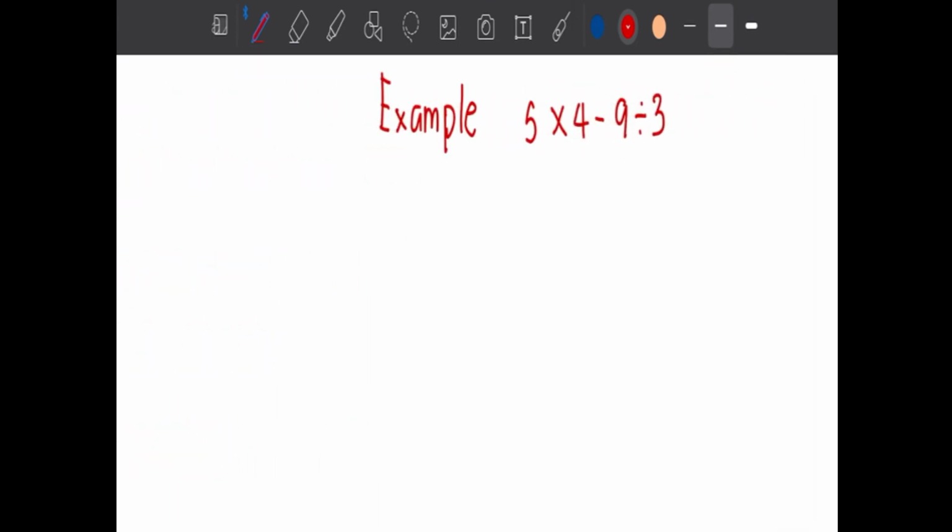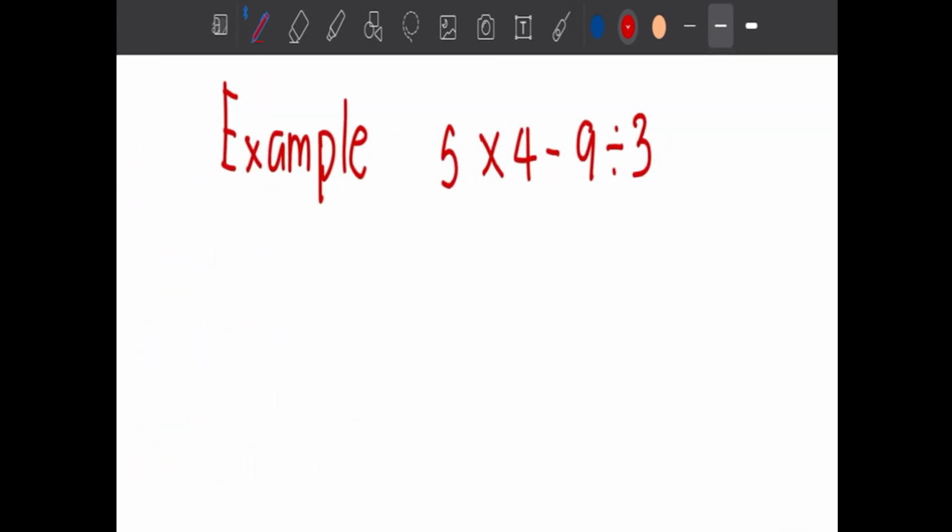Example 2: 5 times 4 minus 9 divide by 3. First, parentheses and brackets. Example 2 does not have parentheses and does not have brackets. Next, exponents. Example 2 has no exponents.